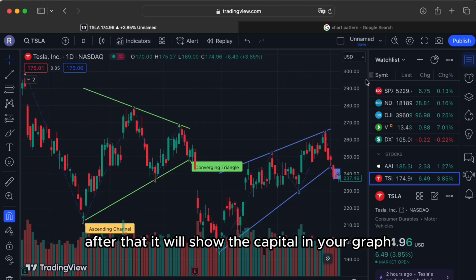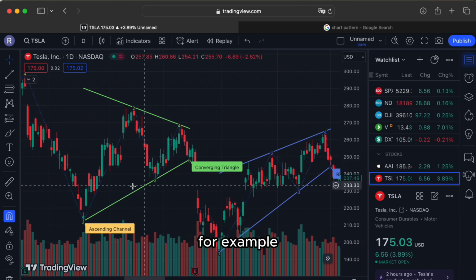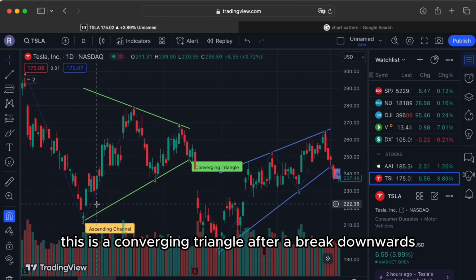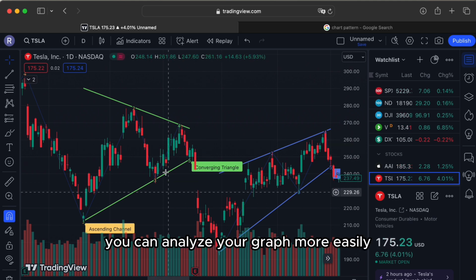After that, it will show the chart pattern in your graph, and it will show the breakout point clearly in your graph. For example, this is a converging triangle. After it breaks downwards, it will go further down. So basically, if you have your chart pattern, you can analyze your graph more easily.